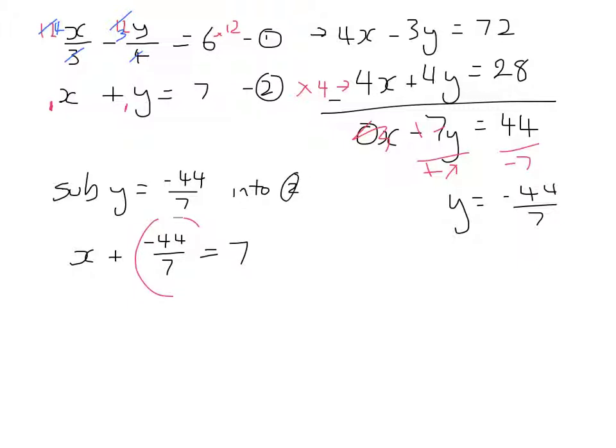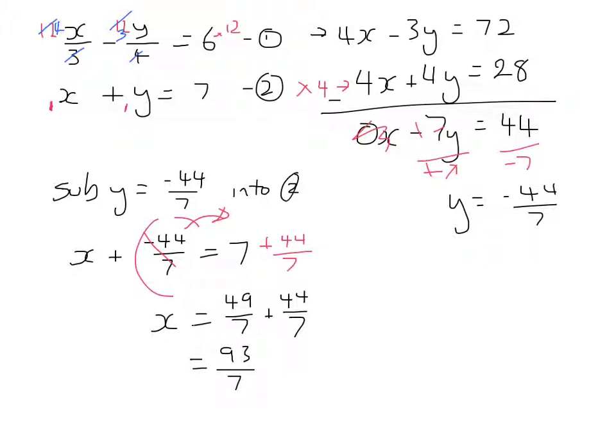And we can shift that to the right hand side by adding it to both sides, which cancels that down. That leaves us with x is equal to 7 plus 44 over 7. I'm going to turn 7 into a fraction, so 7 sevens are 49 over 7, plus 44 over 7, which gives us 93 over 7.